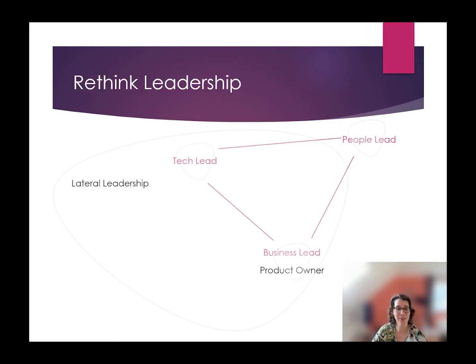And talking about leadership and rethinking leadership. So as mentioned, in the old type, you had everything united in one role. So one leader was a people lead, was leading on the business and maybe also on the technical side. So these roles were united in one person.